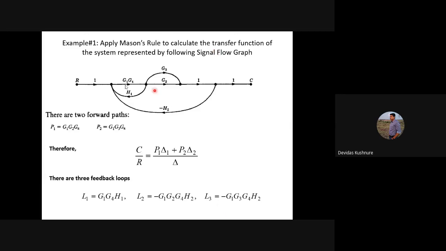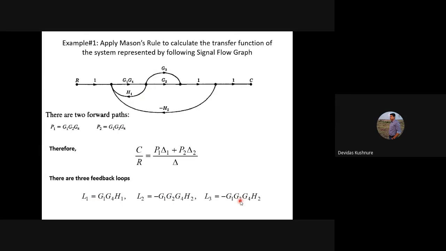Now if you look at the signal flow graph, all the loops are touching or have some common nodes. If you look at loop number 1, G1, G4, H1, you can see we have G1 and G4, which is the common part. So L1 and L2 are touching each other because they have a common node. You can see L1 and L3, again G1, G4 are common. So these nodes are common between L1 and L3, so they are touching loops.